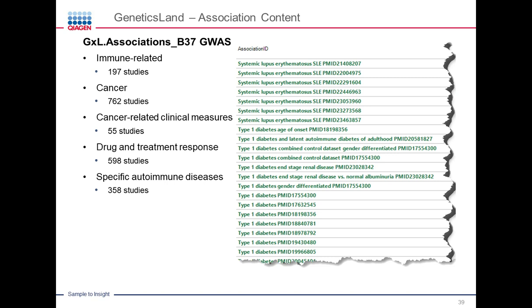And so, as an example, if we wanted to carry over from the DiseaseLand immunology content and look at GWAS studies, what sort of content exists related to immunology, we can see now that in addition to the previous different sets that I mentioned, we have over 197 different immunology-related studies, over 762 of those which involve cancer or related measures. So we're not just looking at disease, we're also looking at phenotypes. Drug and treatment responses, over 600, and specifically for autoimmune diseases, 358 different studies have been curated into the land.